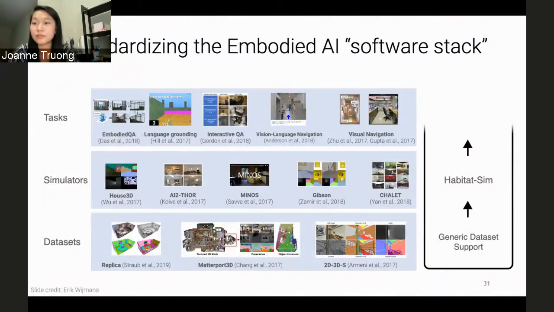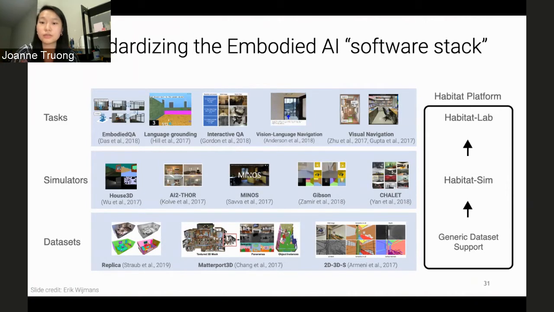And so the Habitat platform incorporates all of these layers into a general flexible platform that allows users to use any data set they want to in the simulator. They developed Habitat Sim as a simulator, which is very highly efficient. And finally, there's Habitat Lab, which is the high-level library for the development of embodied AI agents. So that's sort of the API interface for training these agents.